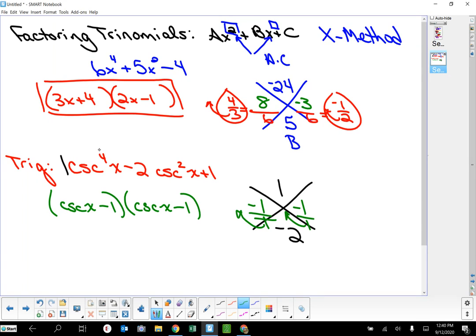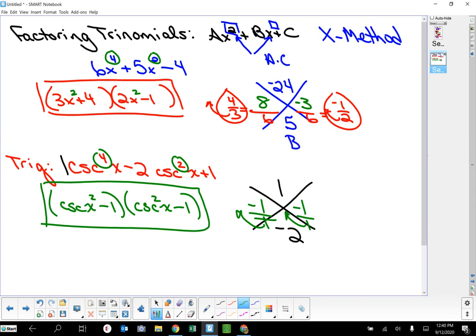Because this is a 4 and this is a 2, these each need to be squared. Oh, I missed that up here. Excuse me, that's a 4 and that's a 2. So these always get the power on the b term. Always. So that is how you would factor that trinomial.